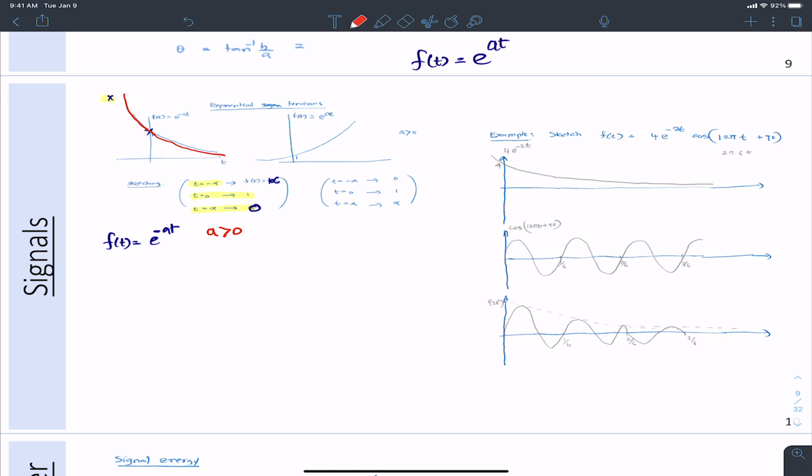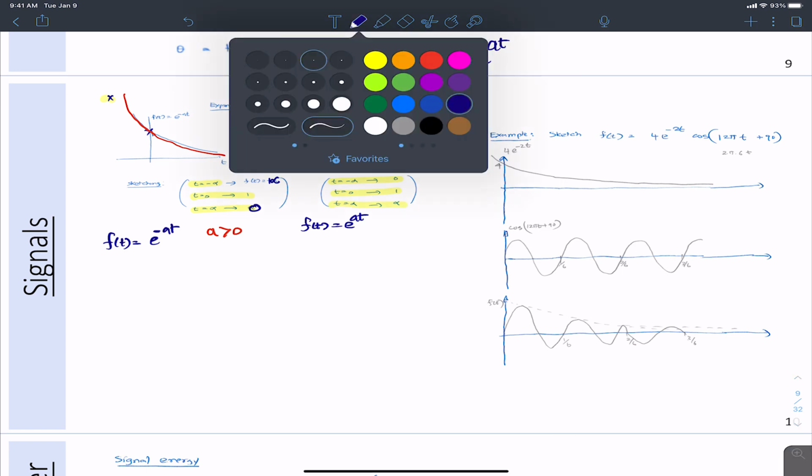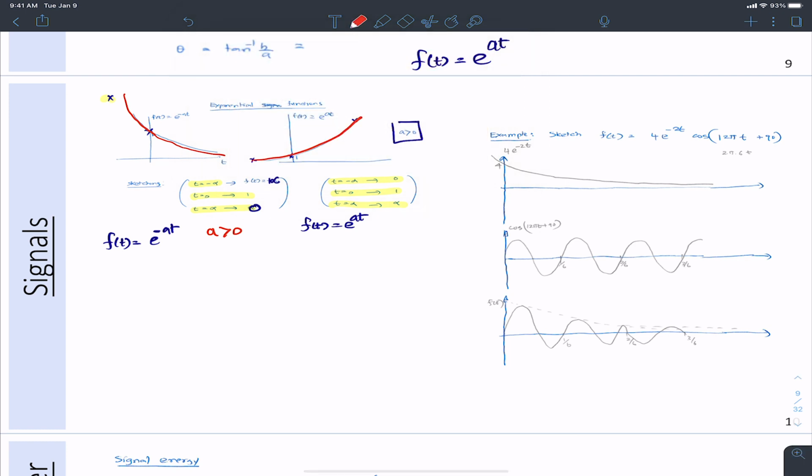Now on the right side we have f(t) is e to the power at. Once again it is given a is greater than 0. When t is negative infinity, f(t) is 0. When t is equal to 0, f(t) is 1, this point here, and when t is infinity, f(t) is infinity. That's this one, so the function becomes this. So now I have a pretty good idea of how f(t) equals e to the power at or minus at looks.